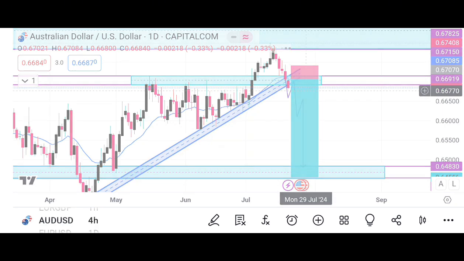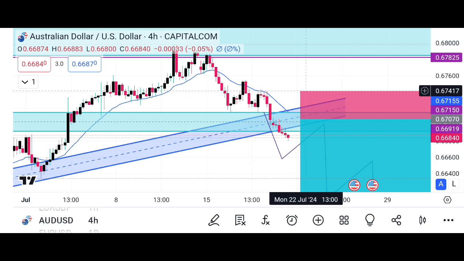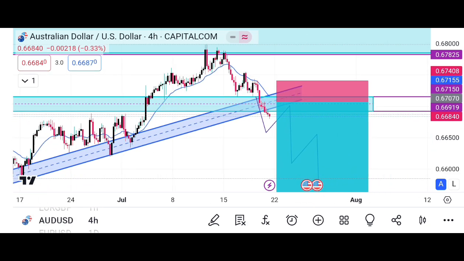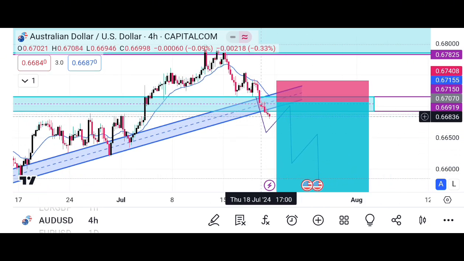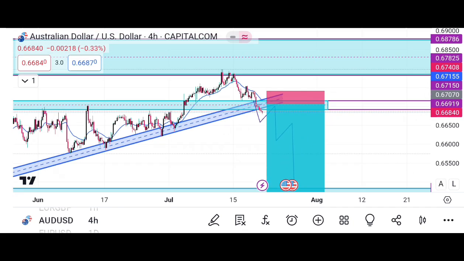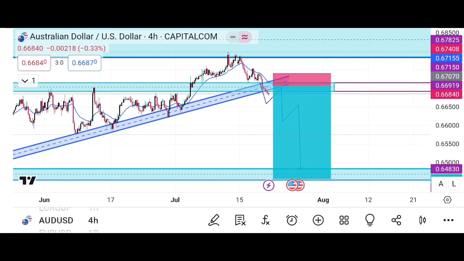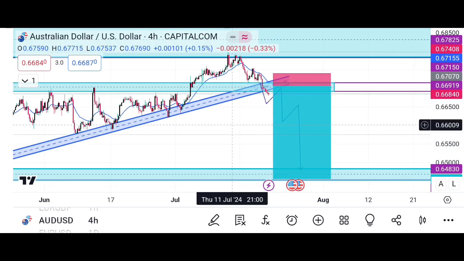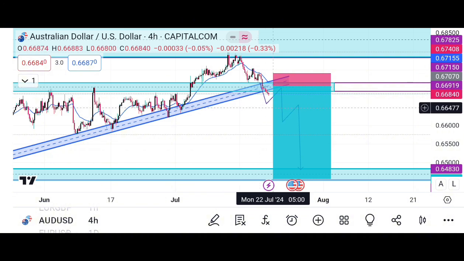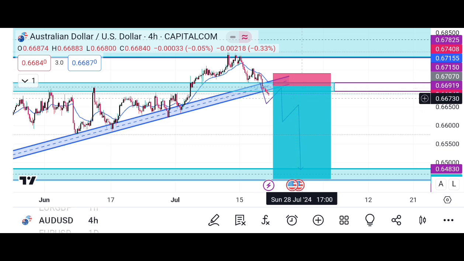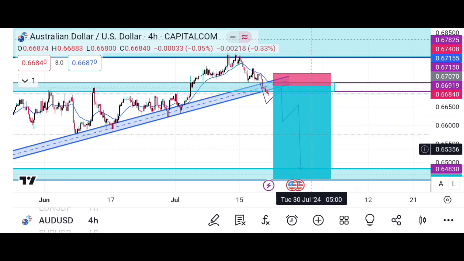Let's move to the 4-hour time frame and explain this further. As you guys can see, we had 1, 2, 3 candlestick patterns close below this support zone, which makes it a valid breakout. Price was looking for a way to come over here, retest this level again, then go forward.